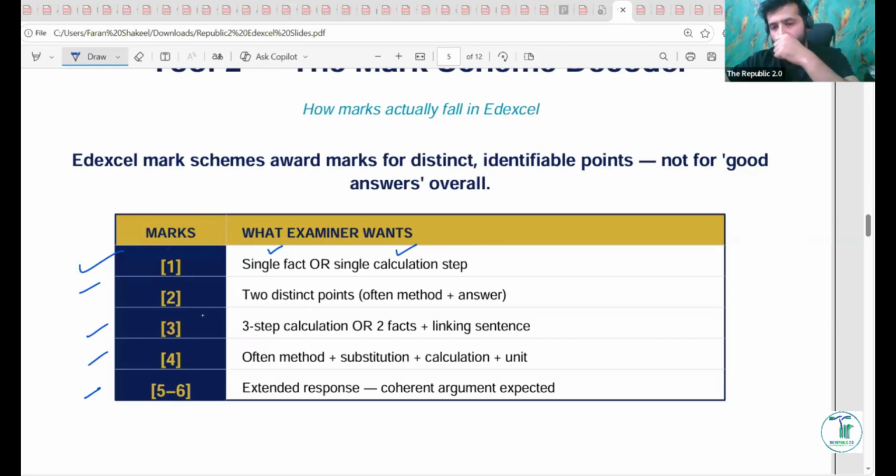But if you've got a 2 marker, at least give 2 distinct points, either in bullets or in a paragraph. I'm telling you again, if you're writing a paragraph, you need to use proper connectors, such as however, whereas, and so on. But still, in the paragraph, you must have 2 distinct points. And how should the distinct points be? You need to talk about the method, and then you need to talk about the answer. Now, 3 markers, 4 markers, 5 markers, 6 markers.